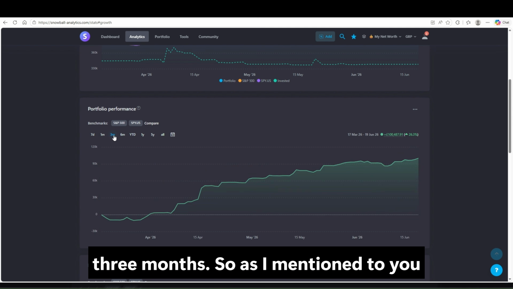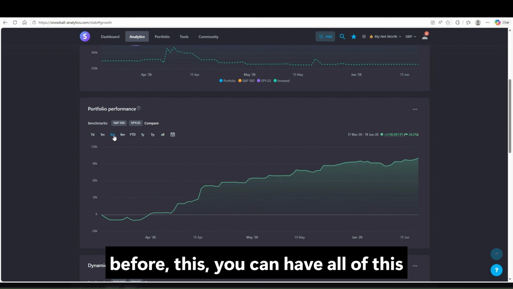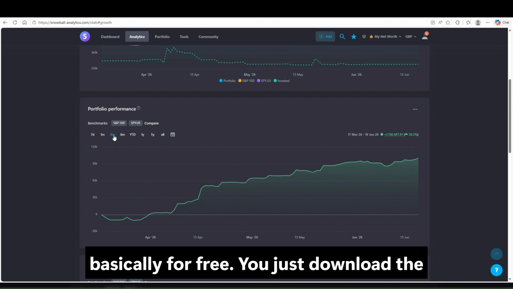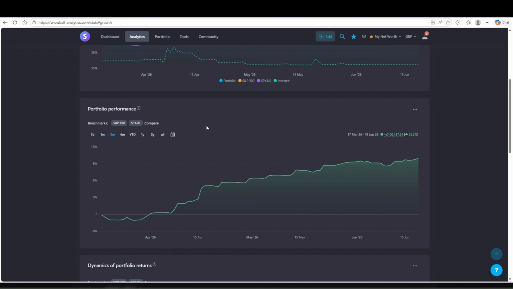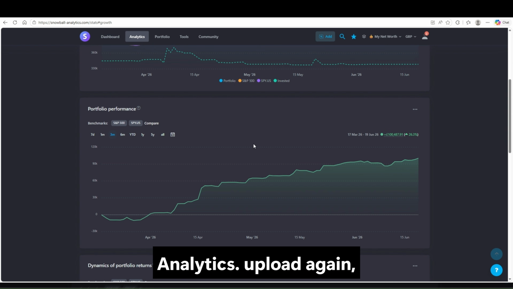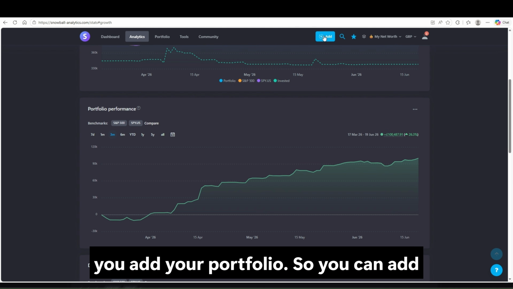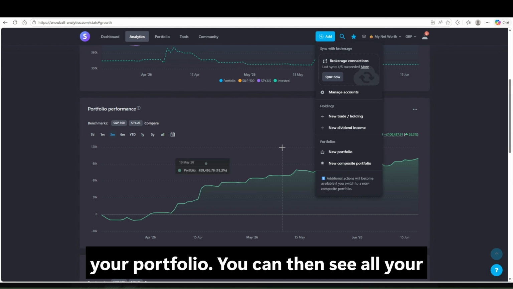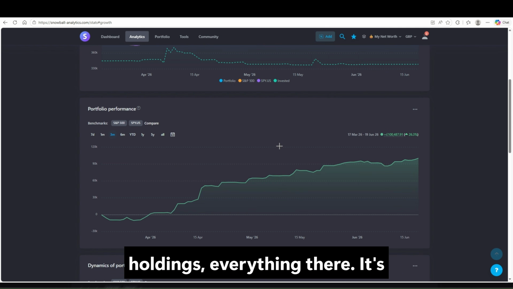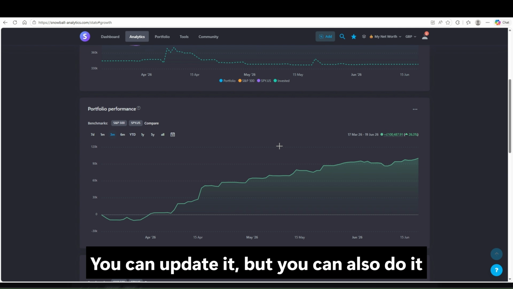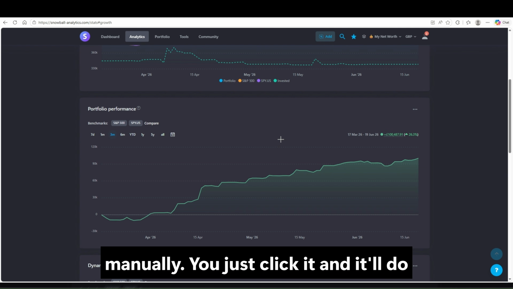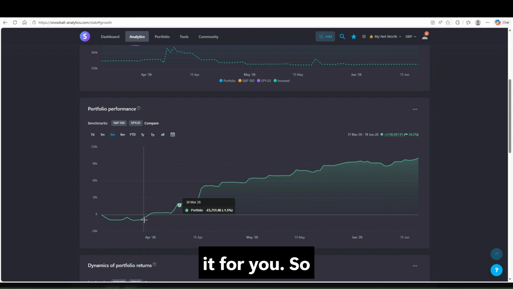As I mentioned to you before, you can have all of this basically for free. You just download Snowball Analytics and add your portfolio. You can then see all your holdings, everything there is connected to your brokerage. Once a day, you can update it, but you can also do it manually. You just click it and it'll do it for you.